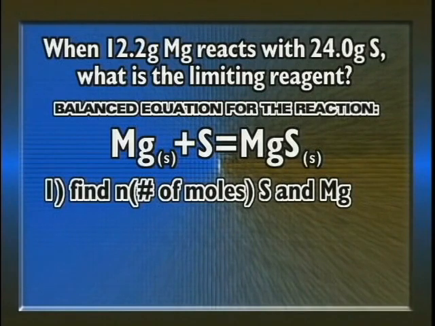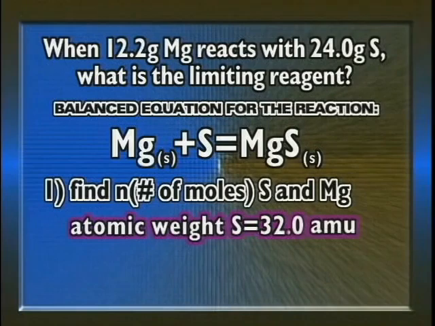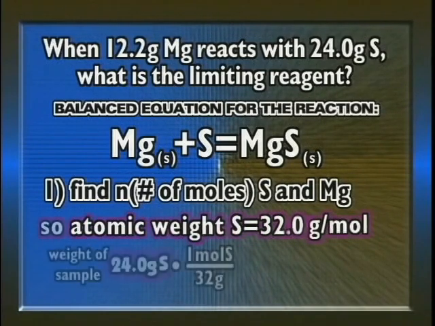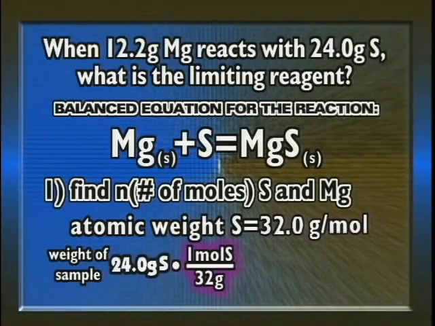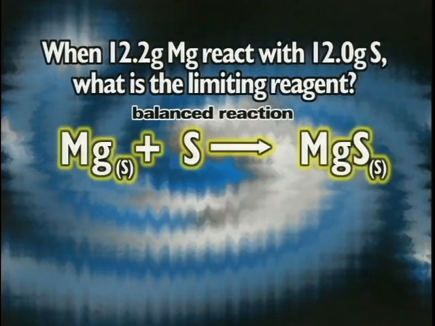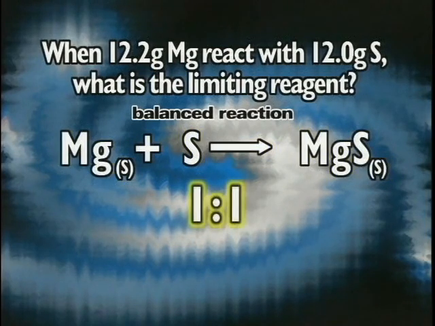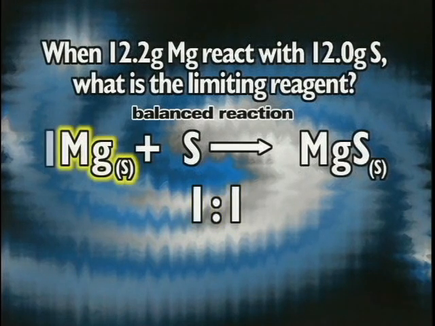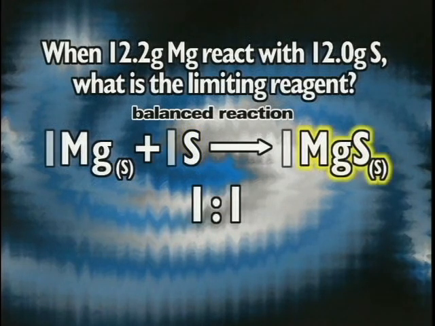Now we'll make the same conversion for sulfur. The periodic table tells us that sulfur weighs 32 AMUs, which we know can also be expressed as 32 grams per mole. 24 grams of sulfur times the quantity of 1 mole of sulfur divided by the mass in grams of 1 mole of sulfur, 32 grams, equals 0.75 moles. The balanced chemical equation we gave you tells you the reactants will react in a 1-to-1 mole ratio. That means that 1 mole of magnesium reacts with 1 mole of sulfur to produce 1 mole of magnesium sulfide.